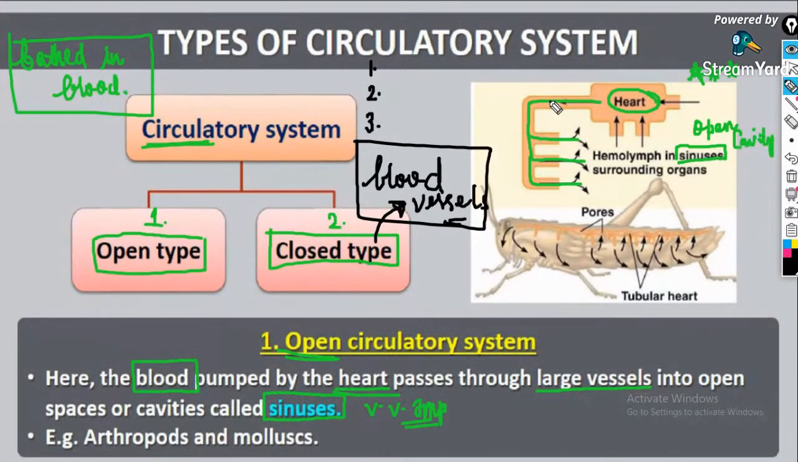Tell me what are the three types of blood vessels present in our body. No one knows the answer to the question. Guys, the three types of blood vessels present in our body: artery, veins and capillary. Have you heard about these terms? Yes. Artery, veins and capillary.